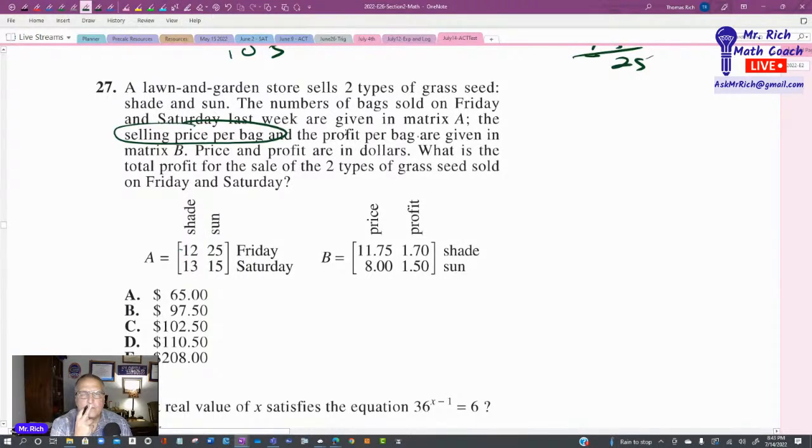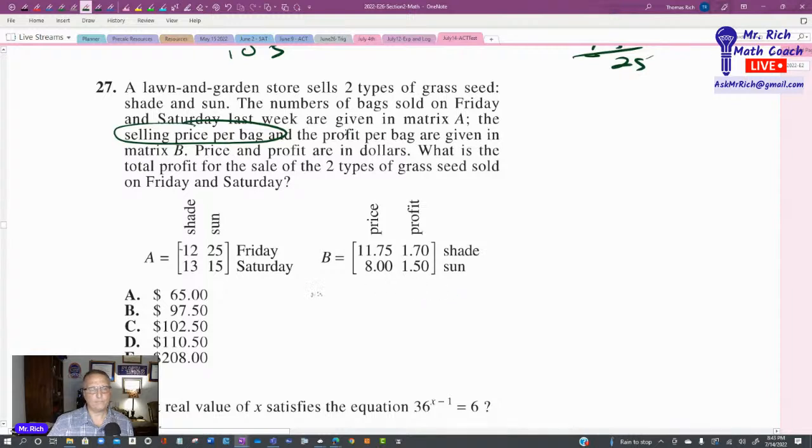Let's see here. Given in matrix A, last week, the numbers of bags. Yeah, so these are numbers. These are bags, and this is profit. That's the price and the profit per bag. Okay. So price and profit. What is the total profit for the sale of the two?